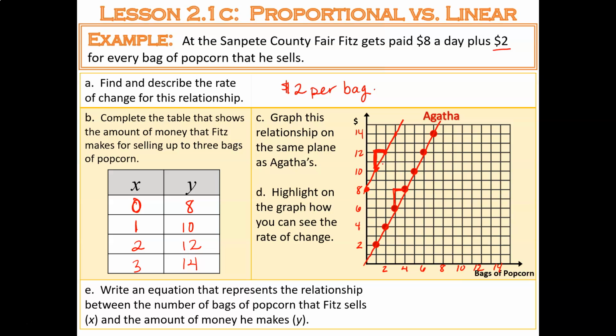All right, so let's write an equation. So we know, looking for this format, where M is the rate of change and B is the starting point, or the place the graph touches the y-axis. So we know the rate of change is 2. It's $2 per bag. And Fitz started on 8. He started with that original $8 just for coming to work. So that's how that is.